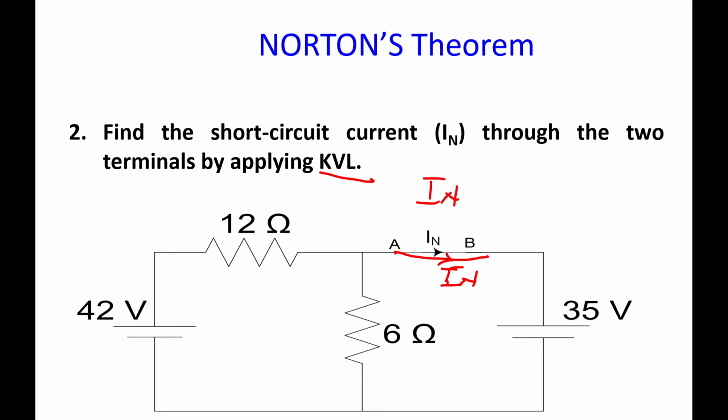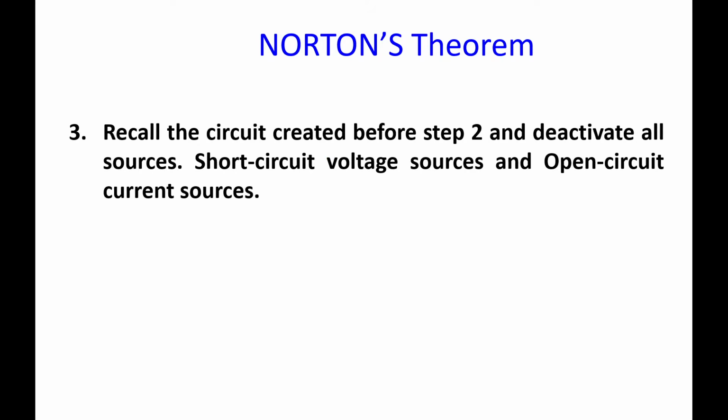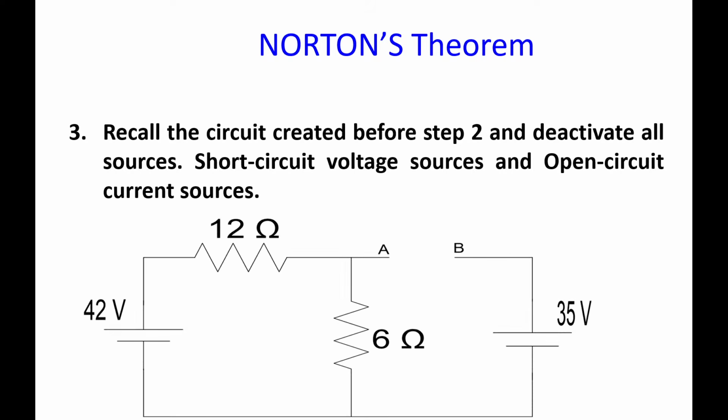So that is this for IN. Let's move on. Like I said, there are three main important things you are required to find anytime you are given a Norton's theorem question. It is the IN, the Rn, that is the Norton's resistance, and that is what you are going to consider right now. In calculating the Rn, it is the same as the total resistance.